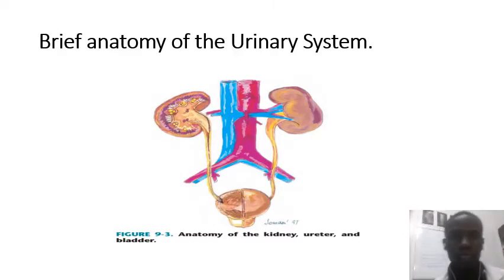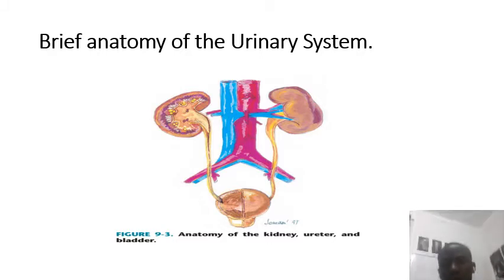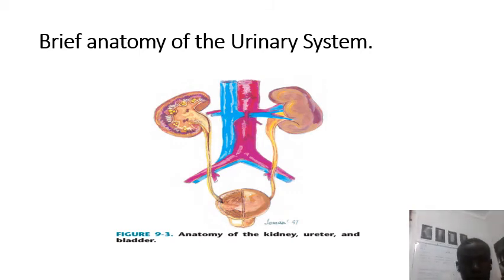Okay, so starting with the anatomy of our urinary system. As we all know, the urinary system is comprised of the kidneys. We can see the kidneys with the ureters which connect the kidneys to the urinary bladder, and then the urinary bladder has its outflow. So the kidneys are two, and the one urinary bladder, paired ureters, and all of that makes the urinary system.